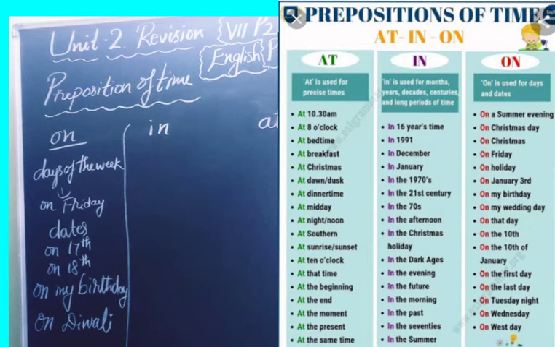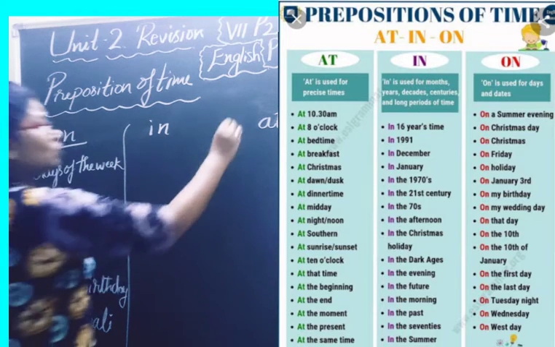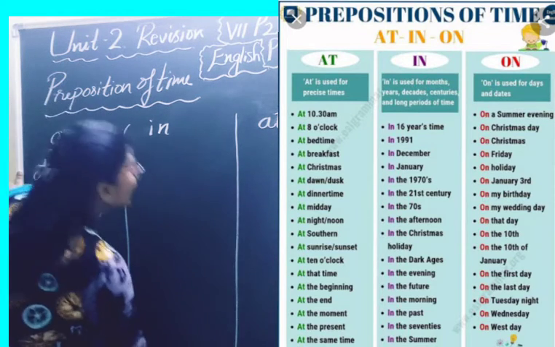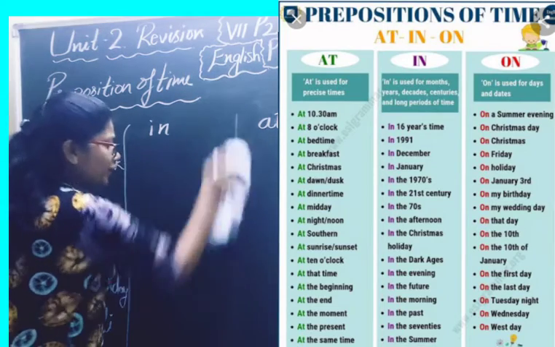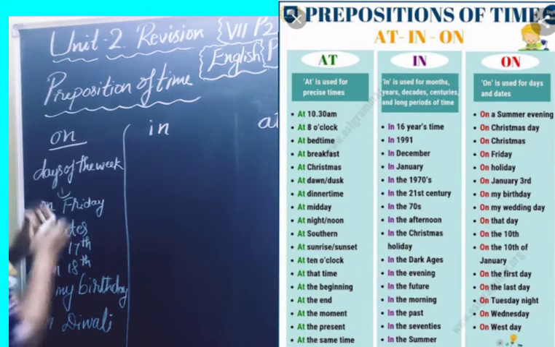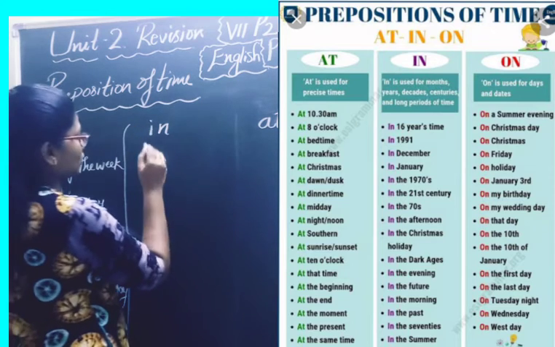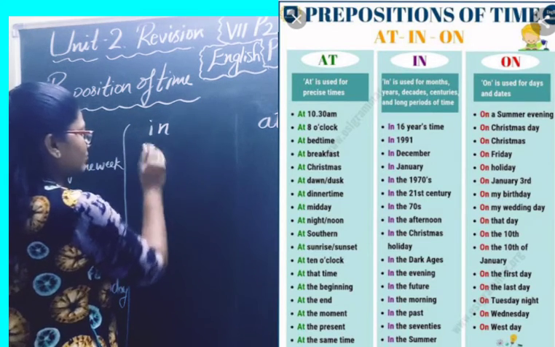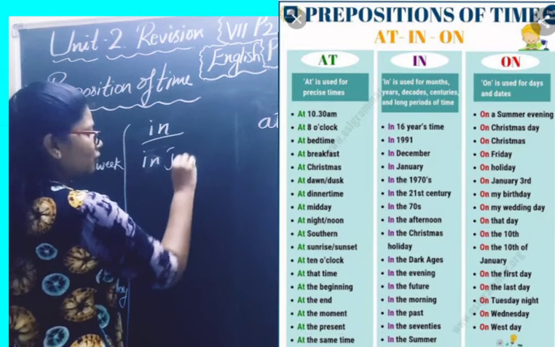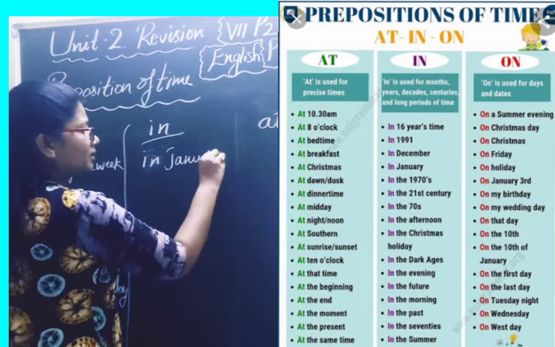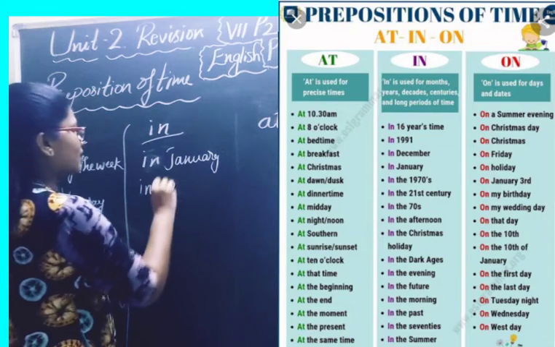In this way. Okay, but when do we use "in"? Okay, now let me tell you. "In" we use before the year, before, like first let's take month. In January, before the month's name, in January, in March.